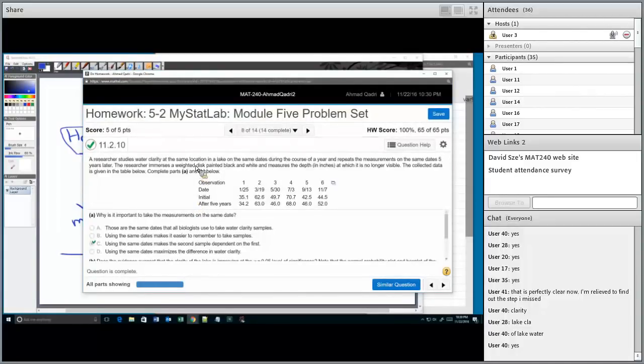So the researcher wants to know if the water clarity has improved. And the way they're measuring that is they're immersing a disc painted black and white into the water until they cannot see it. Okay, so they immerse it, and until they can't see it, that's the depth. That's the clarity depth. And what they want to know is, has the clarity improved after 5 years? If it has improved, would you expect the numbers after 5 years to be higher or lower than the initial numbers?